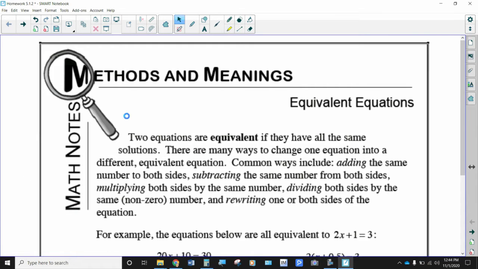Alrighty, let's take a look at our homework for lesson 5.1.2. We're going to start with our M&Ms, which talk about equivalent equations. And I just want to make sure everyone understands the connection here.